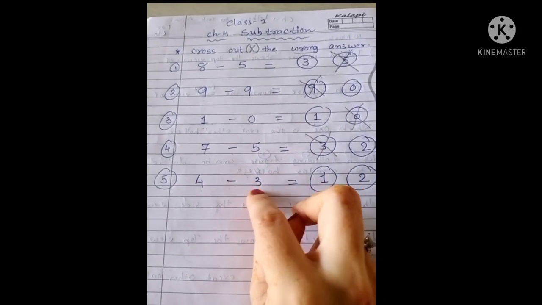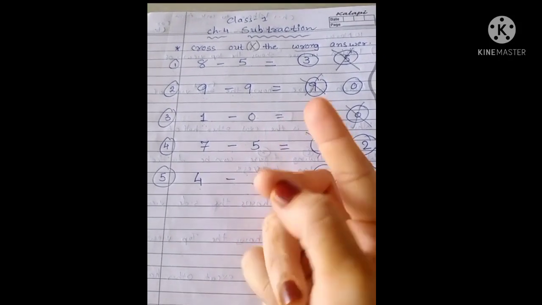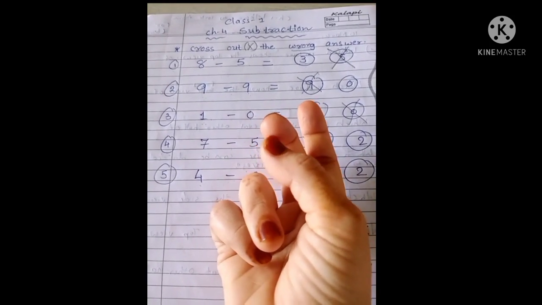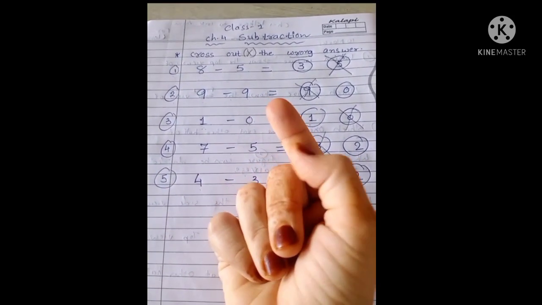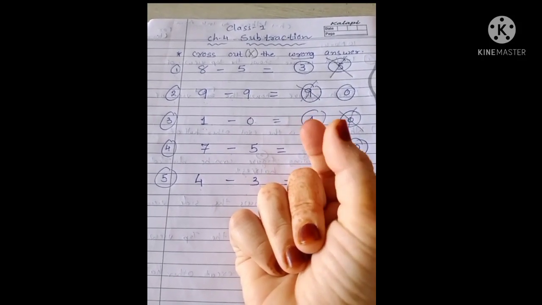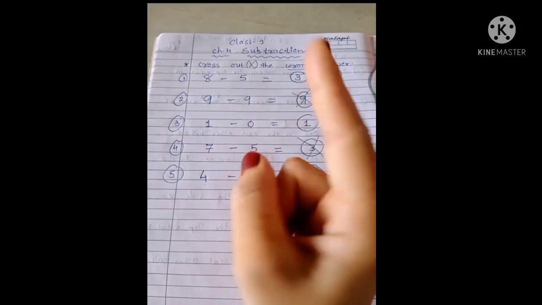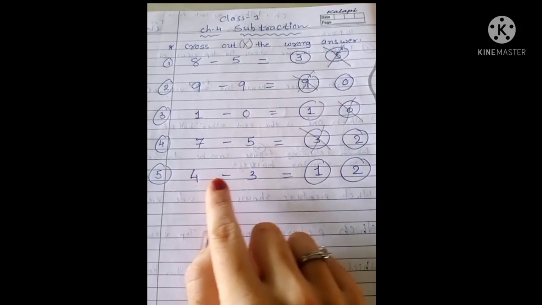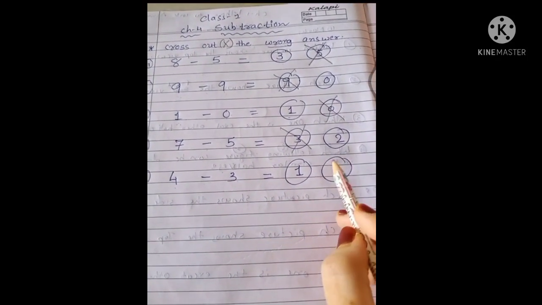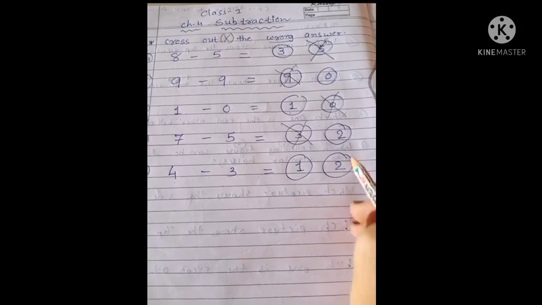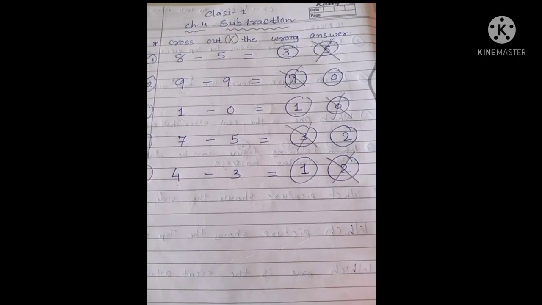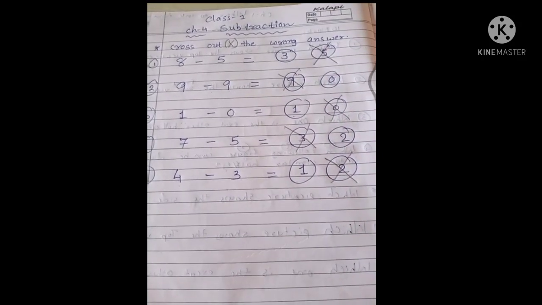Now from 4, how many we have to subtract? We have to subtract 3. So from this 4, we have to cut 3. So here see, I am cutting 1, 2, 3. So I have cut 3. After cutting 3, how many are still remaining? Only 1. So that means 4 minus 3 is equal to 1. So that means 2 is the wrong answer, right? So we have to put a cross mark on the number 2 as we get the wrong answer.